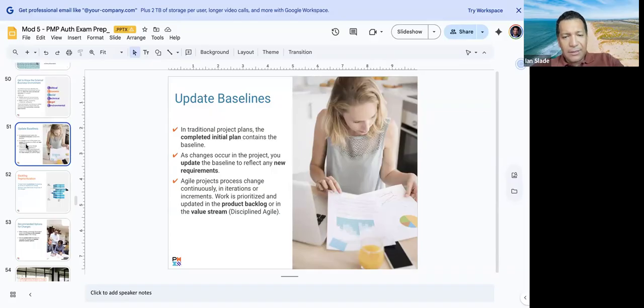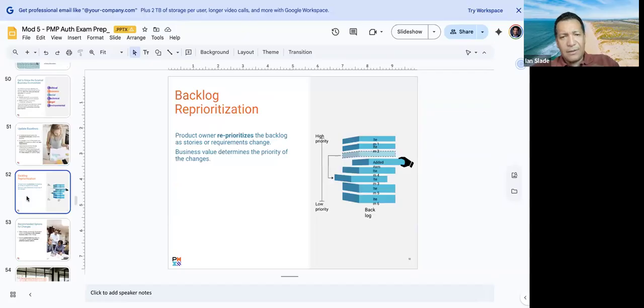So work that is prioritized and updated in the product backlog or in the value stream. We talked about backlog reprioritization. We were kind of ahead here. So again, a product owner is the one that reprioritizes the backlog, not the project manager.